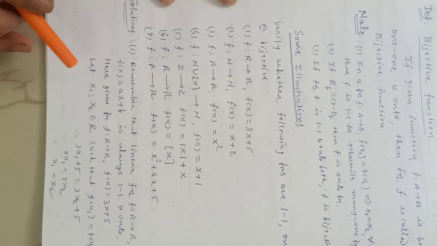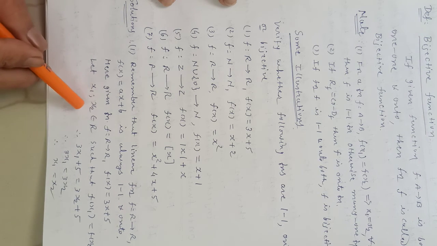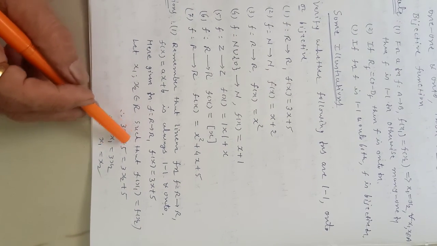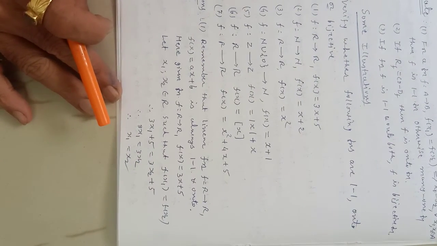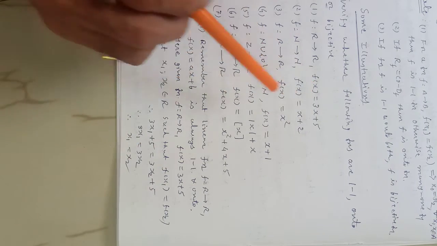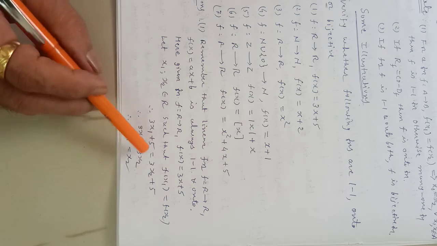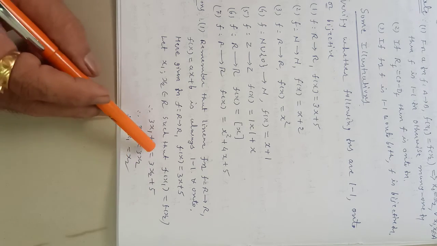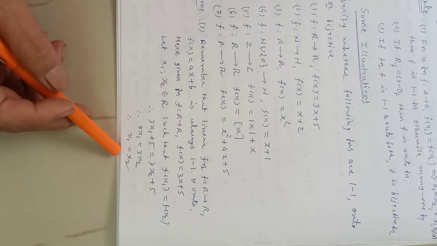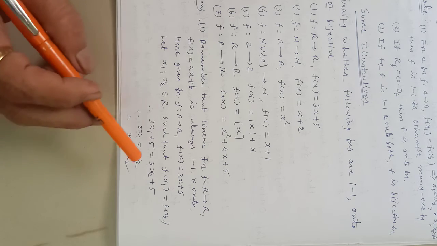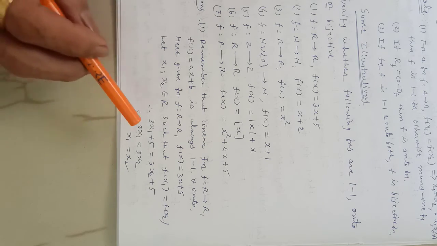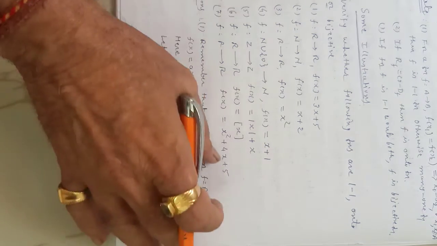How do we check? We first choose x1, x2 members of R such that f(x1) = f(x2). Now we calculate 3x1 + 5 for f(x1), since you know the rule f(x) is 3x + 5. So f(x1) is 3x1 + 5 and f(x2) is 3x2 + 5. On both sides 5 cancels, so 3x1 = 3x2. Now 3 cancels, so x1 = x2. Do you get this point or not? How do we check? f(x1) = f(x2) implies x1 = x2, and therefore it is a one-one function.